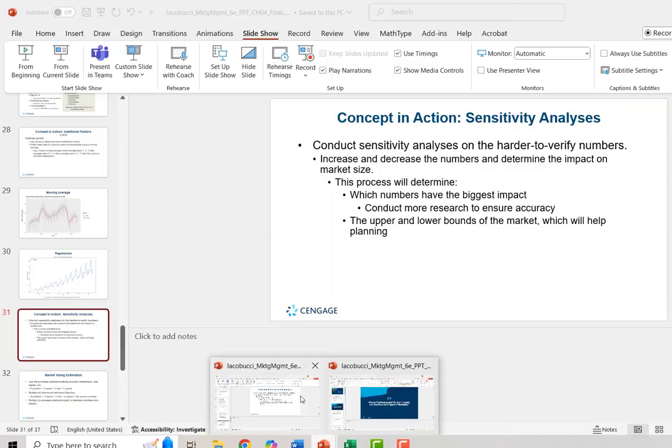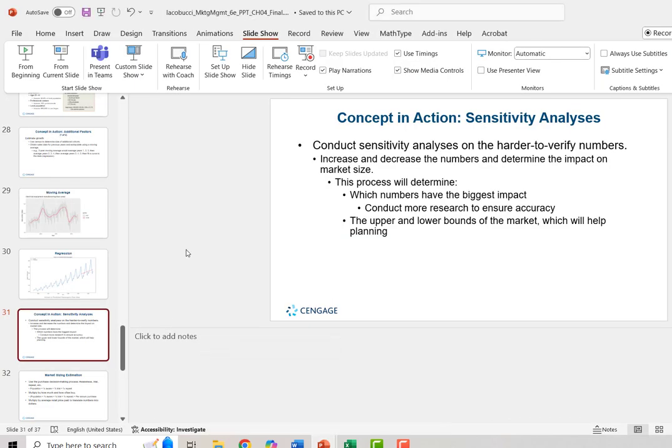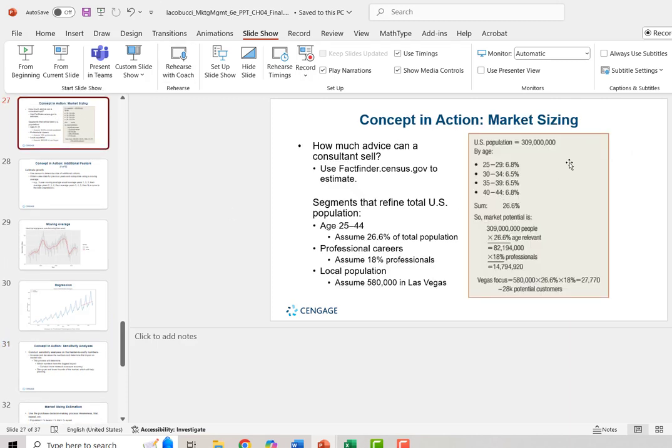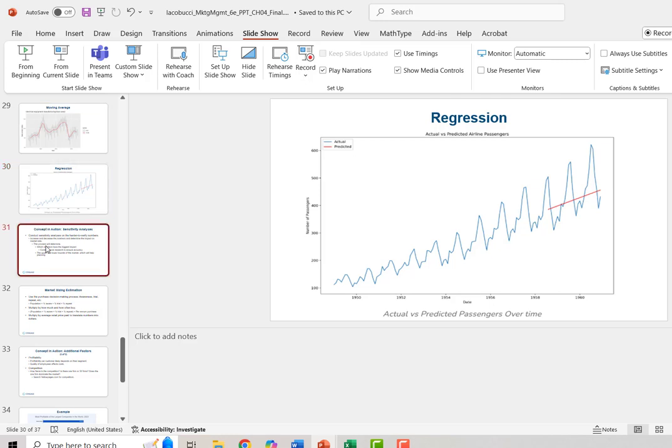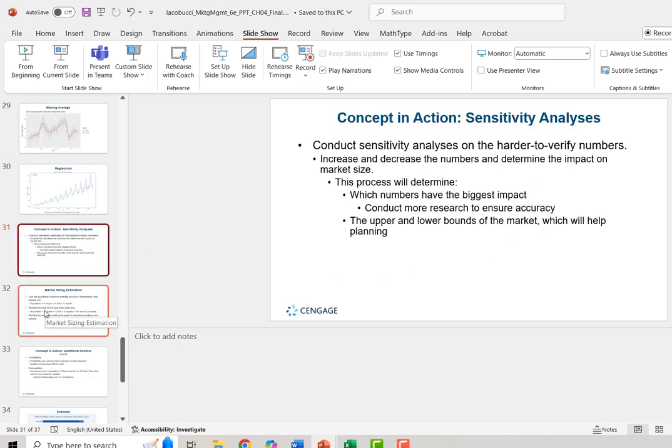So let's just summarize what we've done here. We've talked a little bit about market sizing. We showed how we can start off with the population of the US and drill down. It's very vague and isn't going to be accurate, but we look at what the potential size of our market is. We did a little bit, very basic, about how to forecast future values. And then we did a little bit of sensitivity analysis.